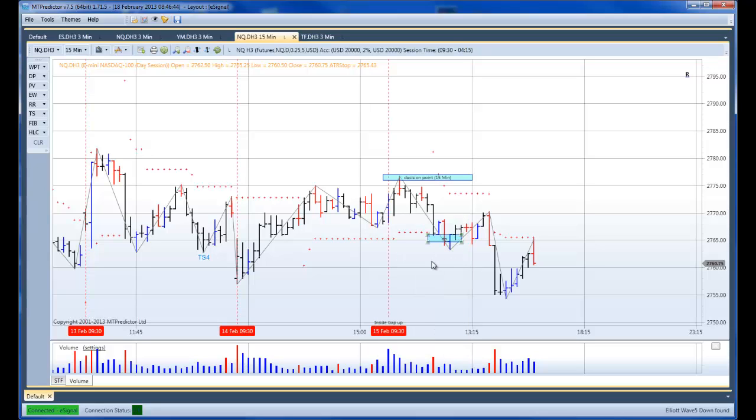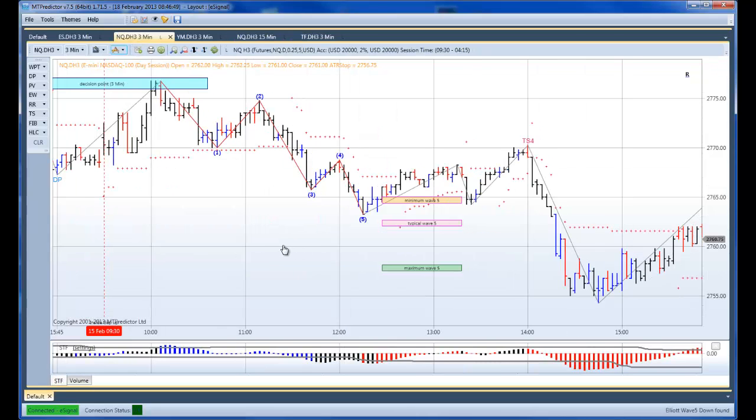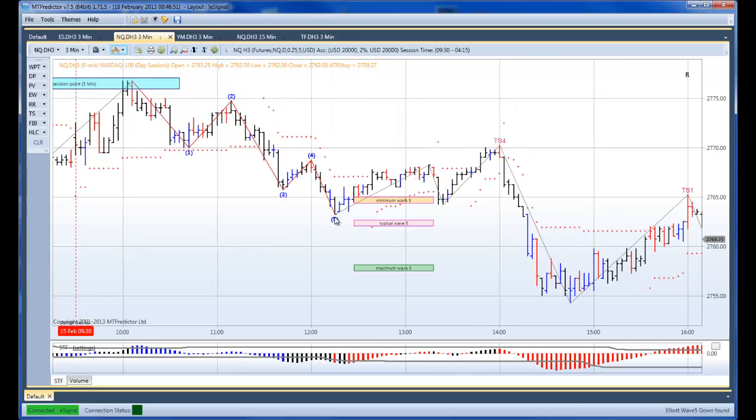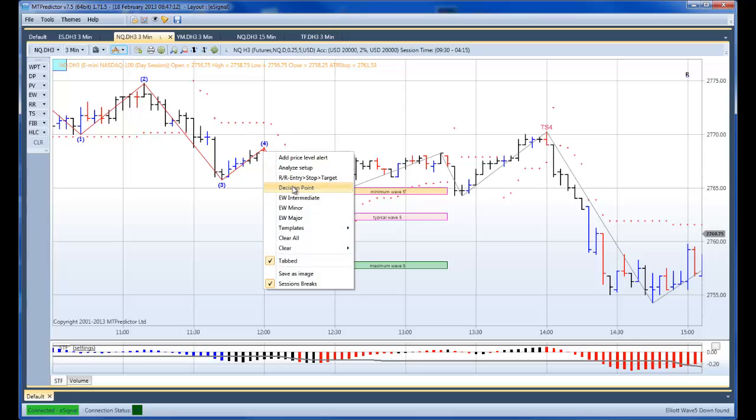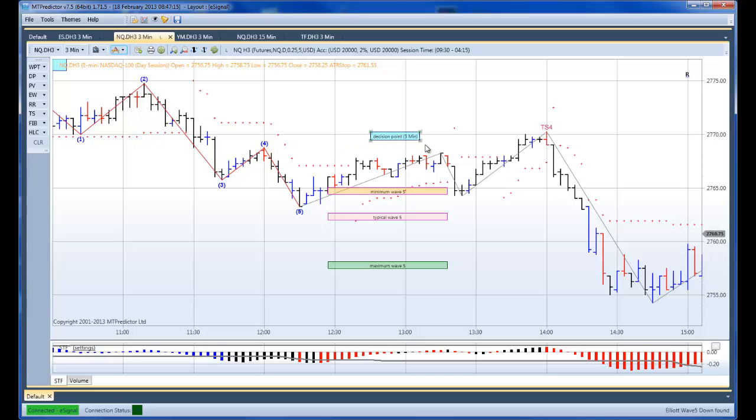support level there. Now what unfolded next I thought was very interesting indeed, because what we teach at MTPredictor is after a completed 5-wave sequence, the market is then likely to rally into the DP from the prior wave for high or low. So in other words, what we could have done at the time was gone back to this prior wave 4 pivot, right mouse click, select a decision point, and this decision point level here would have been the level that we're anticipating the market to go to before another high was due to be made.